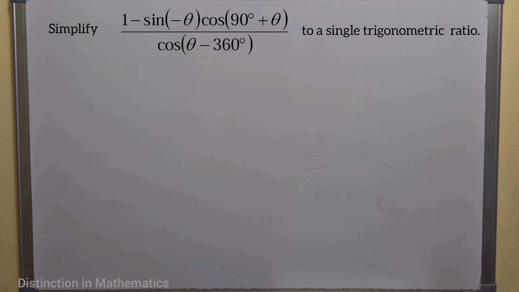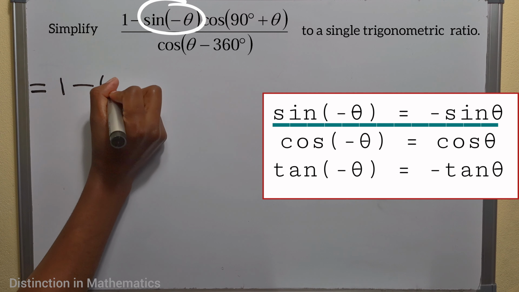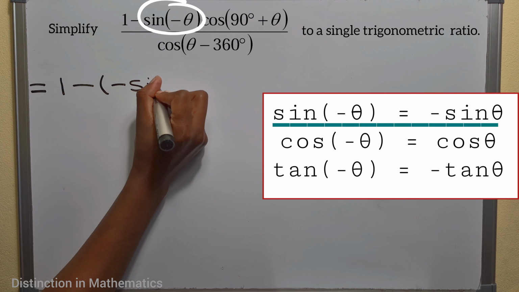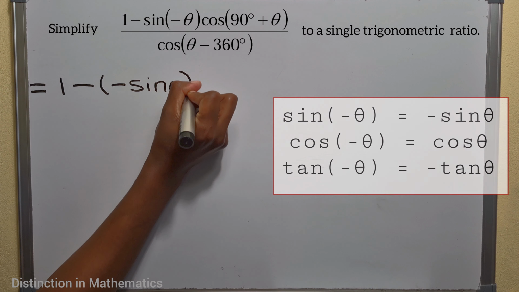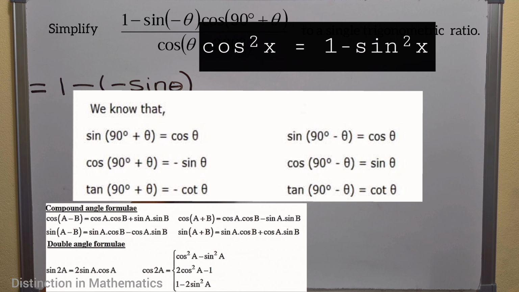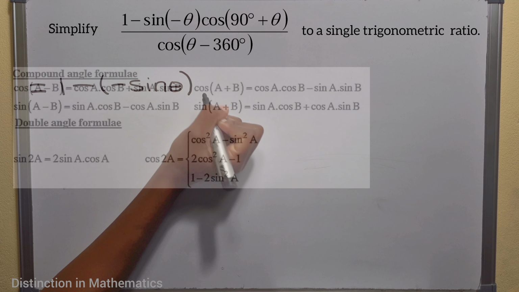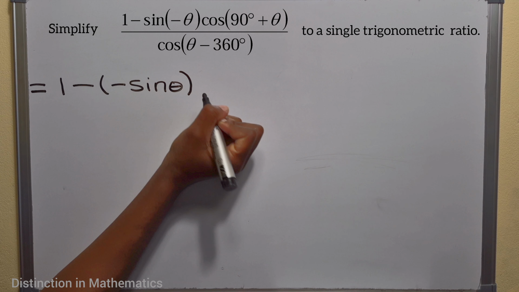Let's start with our numerator. Sine multiplied by a negative angle gives us negative sine. This is part of trigonometric rules. It is very important to understand all the necessary trigonometric ratios, rules, and identities because this is what you apply when you are simplifying in trigonometry.